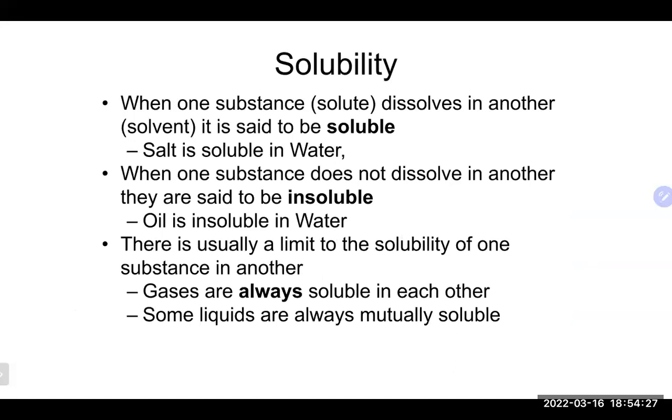When one substance is dissolved in another, like a solute dissolves in a solvent, it is said to be soluble in each other. So something like sodium chloride or salt is soluble in water. When one substance does not dissolve in another, it is said to be insoluble. There is usually a limit to the solubility of one substance in another, and it's also temperature dependent.